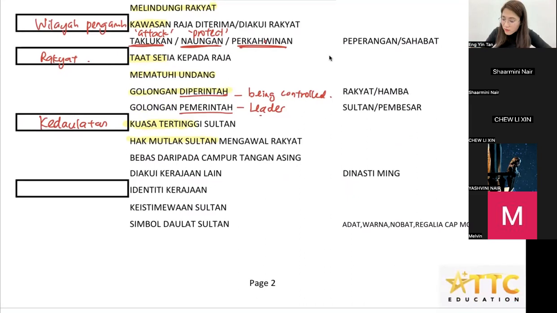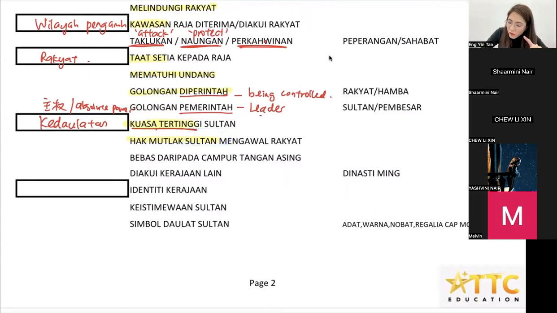Hak kuasa mutlak. So guys, I write Mandarin first for you because Malay is called kuasa tertinggi mah. So Mandarin is this, so you go and read on your own lah. English is called sovereignty, or you can say absolute supreme power. Okay, so what does it mean? Absolute supreme power, 100% power. Hak mutlak means full power. The king has the full power.